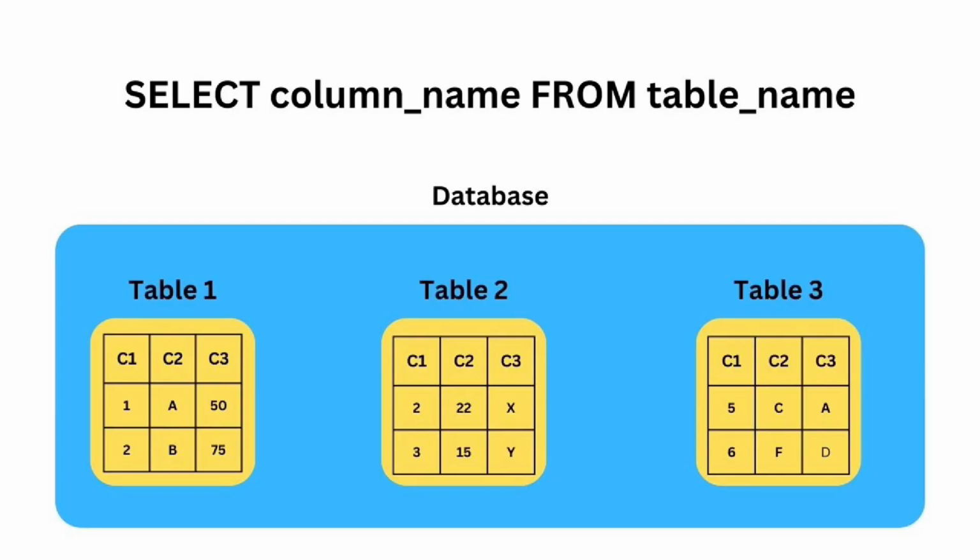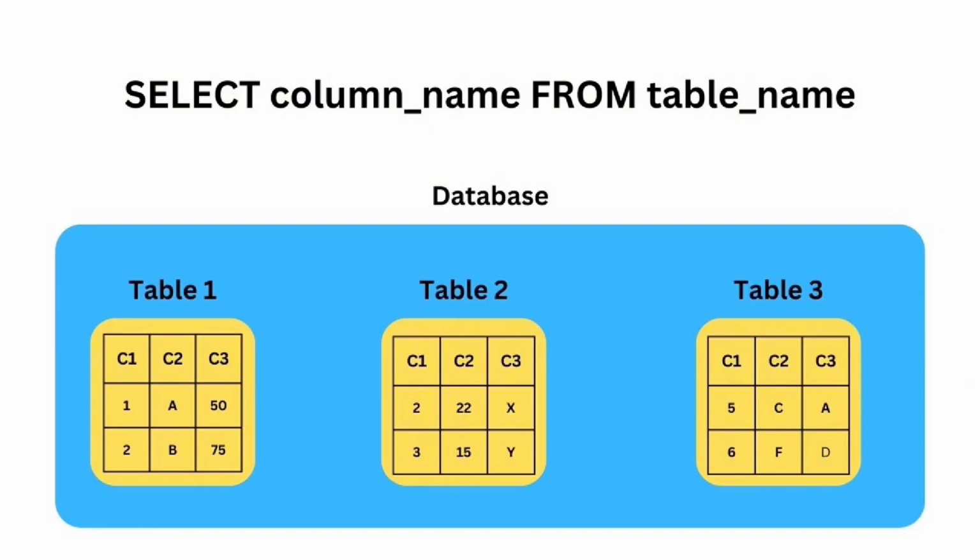And recall, each of these tables is essentially like a spreadsheet. We have columns and then rows of data. And here I've just made up some data. So each of these tables has columns 1, 2, and 3, so C1, C2, C3, and then rows of made up information.